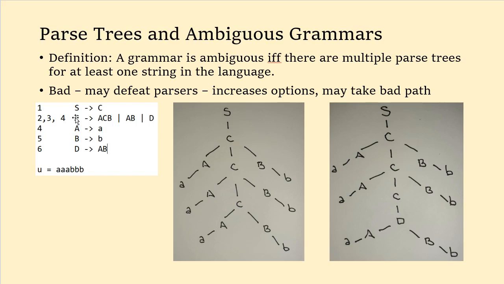So we need to always remember, computers are stupid, right? We never want to give them choices. So you always want to make sure that the parser has exactly one option going backwards. How do you know that that's going to be true? If you have exactly one parse tree.